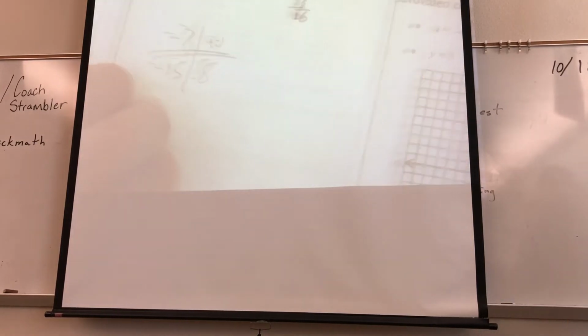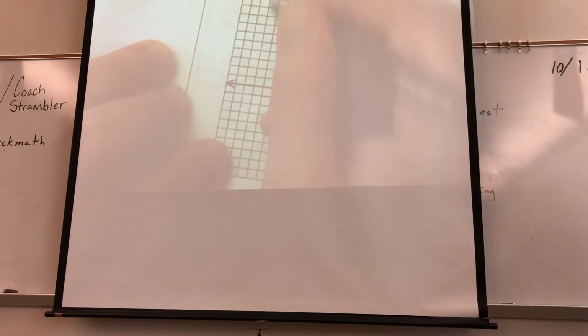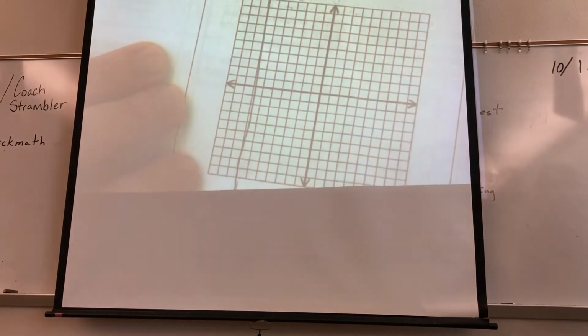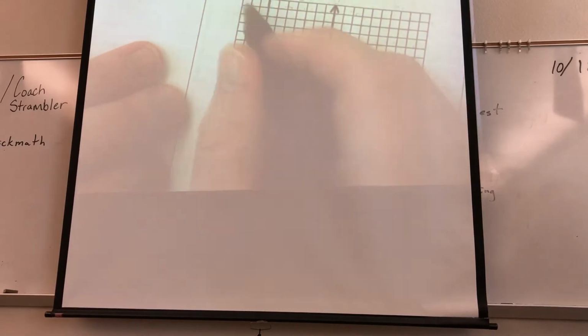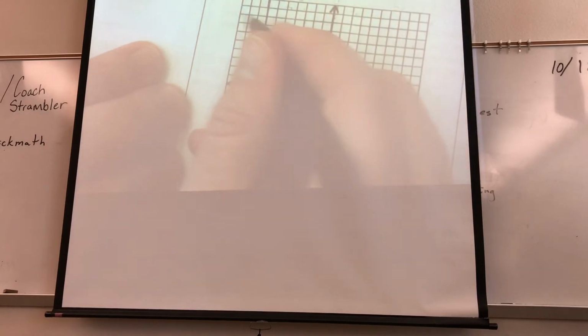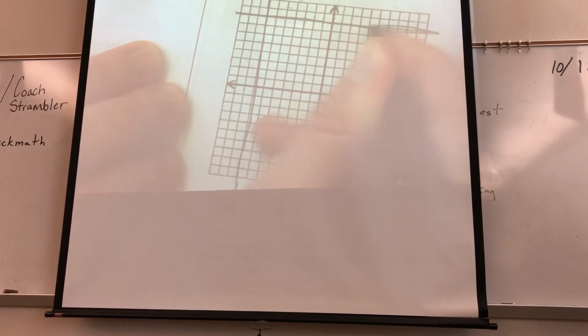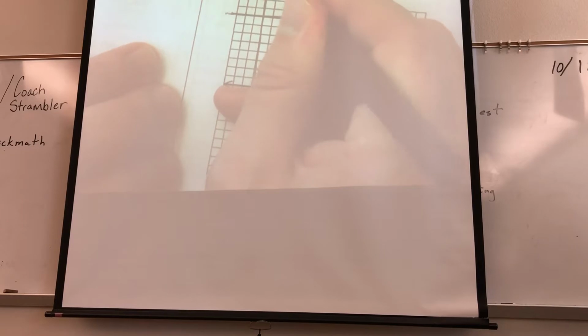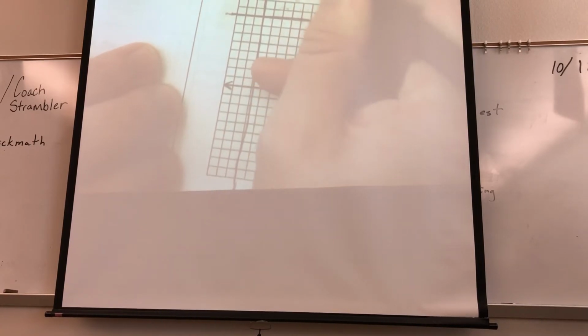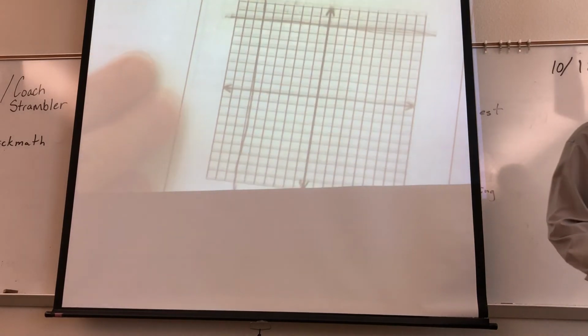On number 16, x is -7. 1, 2, 3, 4, 5, 6, 7. This is that line. Okay, y equals 8. 2 from the top. There's y is equal to 8. This is a horizontal. This is a vertical. Make sure you understand the difference.